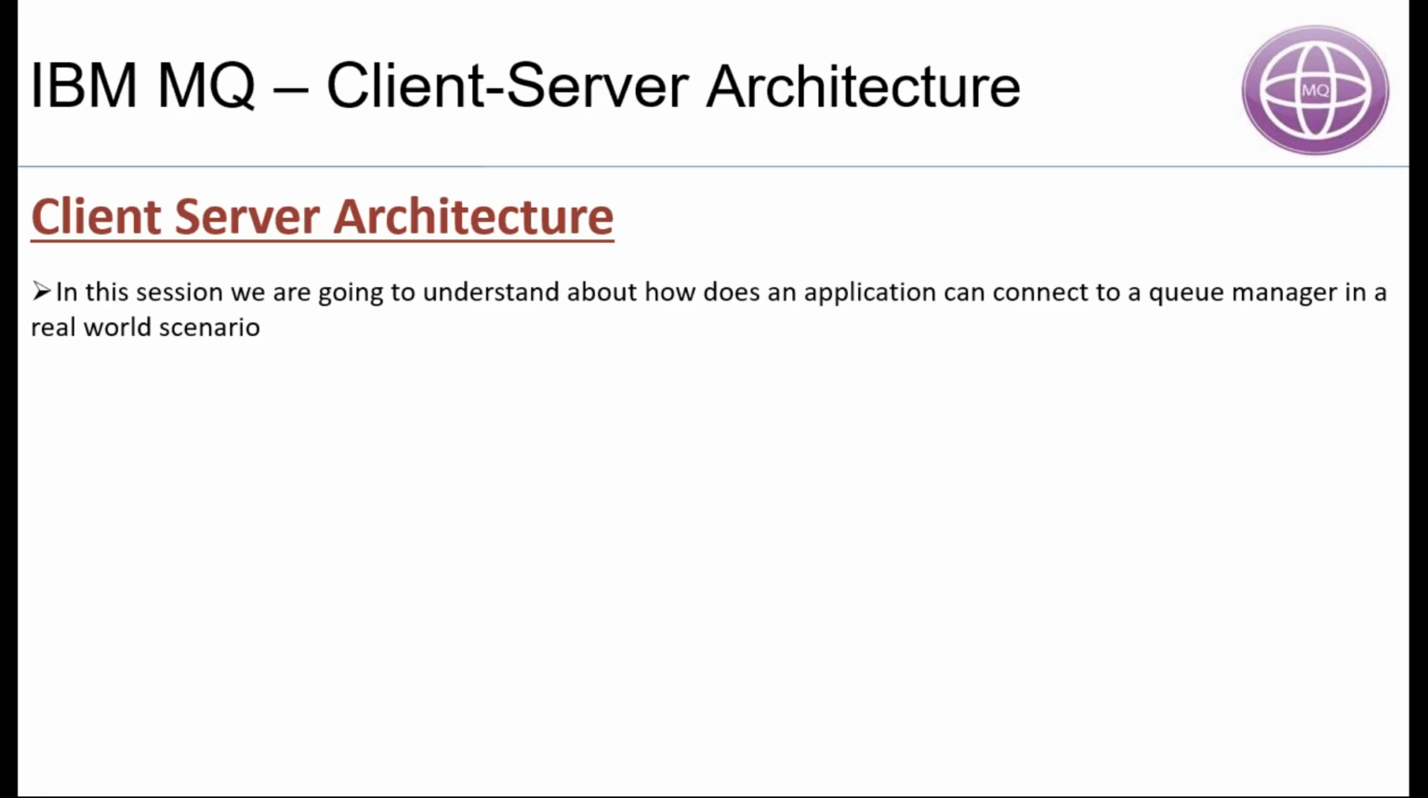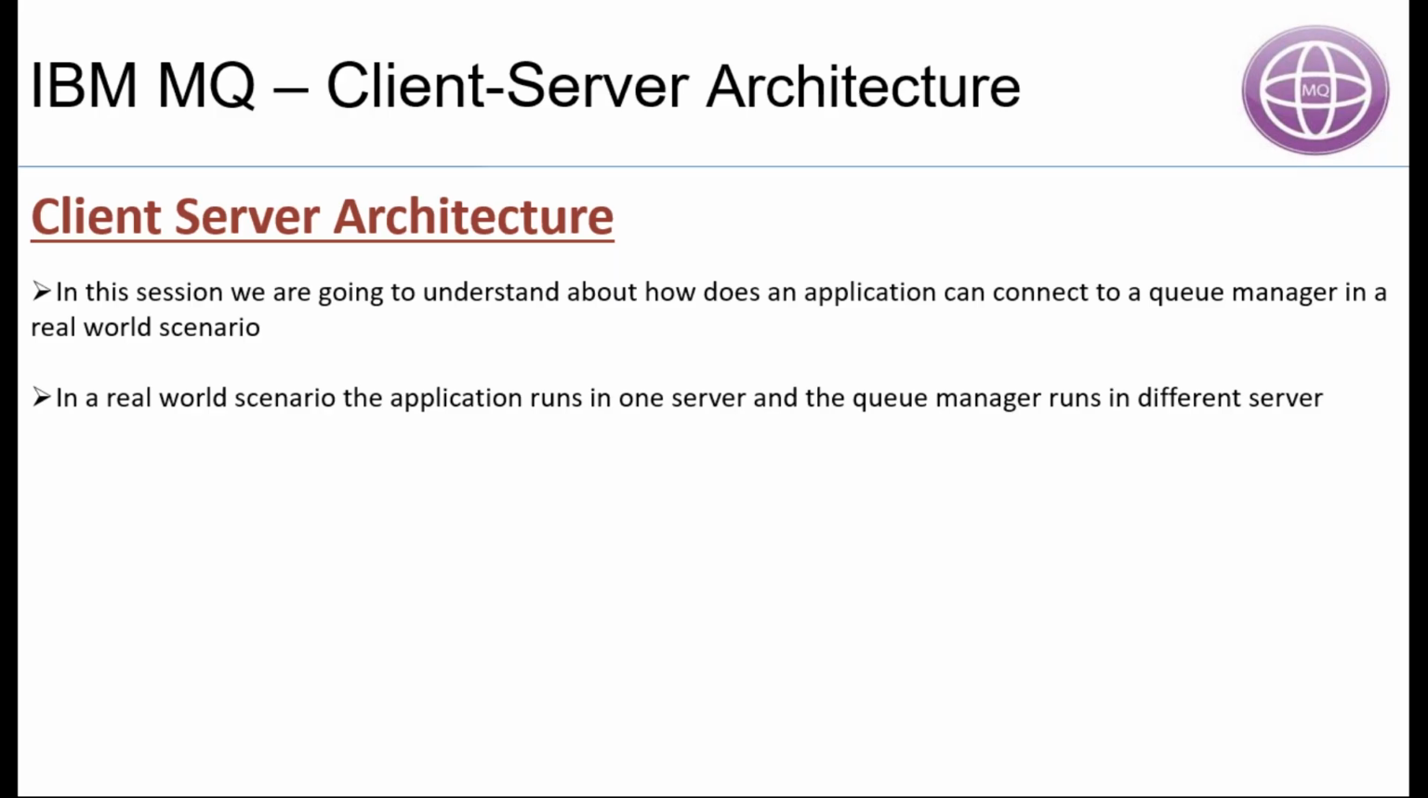So in real time, it's a completely different scenario. There is a process by which an application can connect to MQ and put a message on a queue. So in a real world scenario, the application runs in one server and the queue manager runs on a different server. The application that wants to connect to MQ will run on an application server, which is handled by the developer. And the MQ server where the queue manager is running is managed by us. So that is running on a different server. That's how it is in a real world scenario.